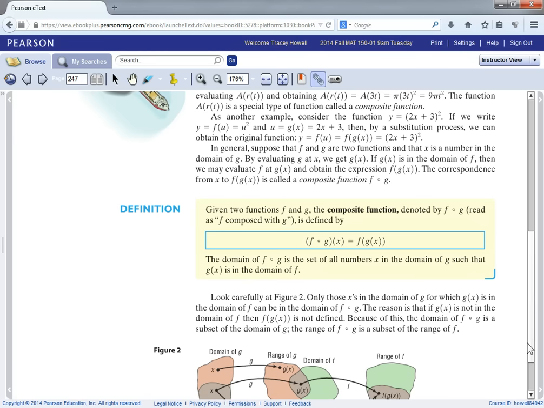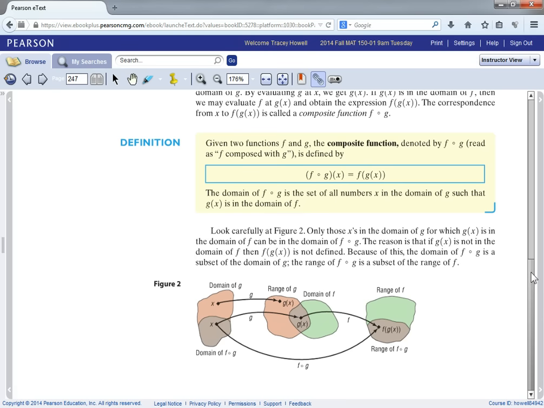You do want to pay very close attention to this idea of domain of a composite function. Basically, the idea is you look at the domain of the inside function, the function that's plugged inside. Here it's g. Then you form your composite function and look at your final composite function and see if any other restrictions are necessary. And we'll do several examples and let you see that.